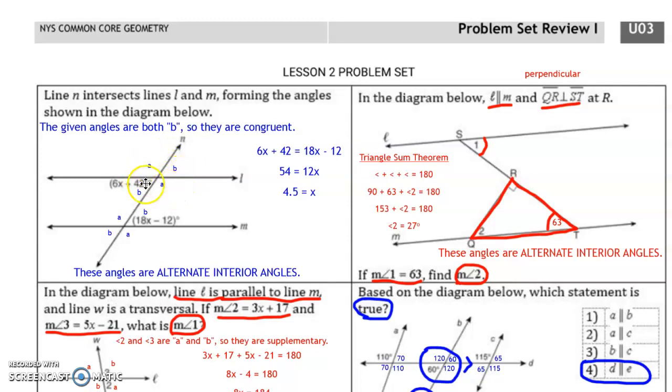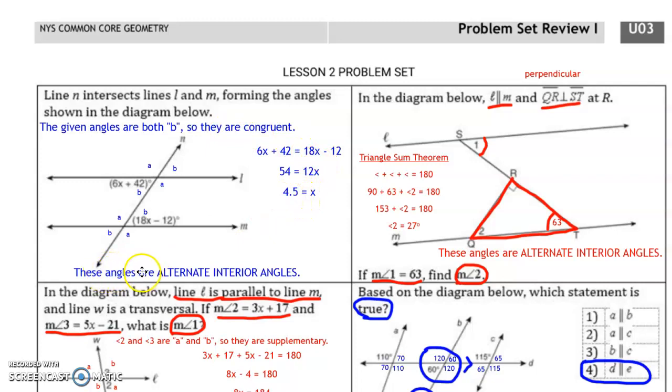I do A, B, and then from here I go down here, and since this is B, this is A, B. Now I have the relationships, and if I can determine that these two are both the same, then they're equal to each other. If this one's a B and this one's an A, for example, then they would be equal to 180. In this case, the given angles are both B, so they're congruent. We set up and solve.